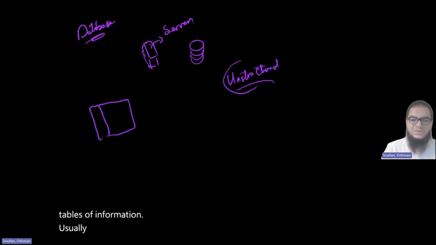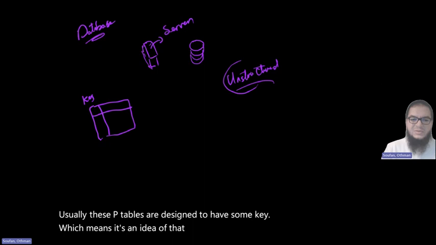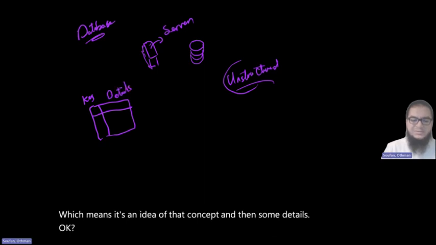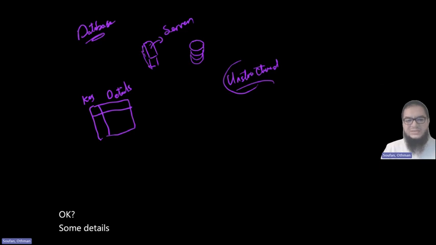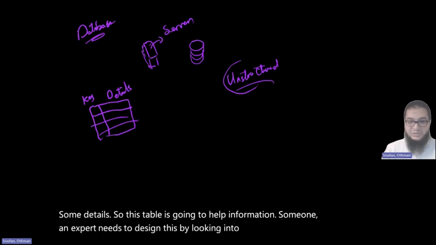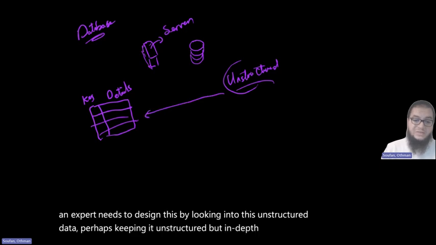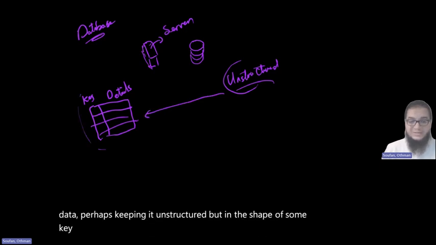Usually these tables are designed to have some key, which means an ID of that concept, and then some details, okay? So this table is going to hold information. Someone, an expert, needs to design this by looking into this unstructured data, perhaps keeping it unstructured, but in the shape of some key and details.